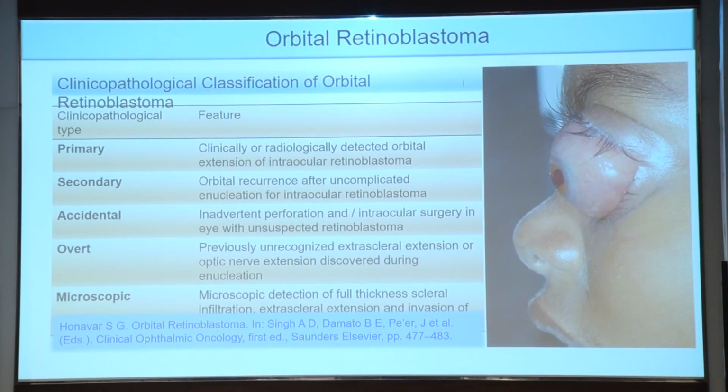Now, orbital retinoblastoma, in our part of the world, we see this extraocular extension. This classification was put forward by Dr. Santosh Honavar, and we do practice this in our clinical evaluation of orbital retinoblastoma: primary, where they initially present with extraocular extension; secondary, where they have undergone enucleation but then there is an orbital recurrence of the tumor; accidental, where some surgery like retinal detachment surgery or vitrectomy has been done and there is an extraocular extension; overt, where radiologically you have missed it, but there is a surprise on the table when you do an enucleation, there is a slight extraocular extension; and microscopic.